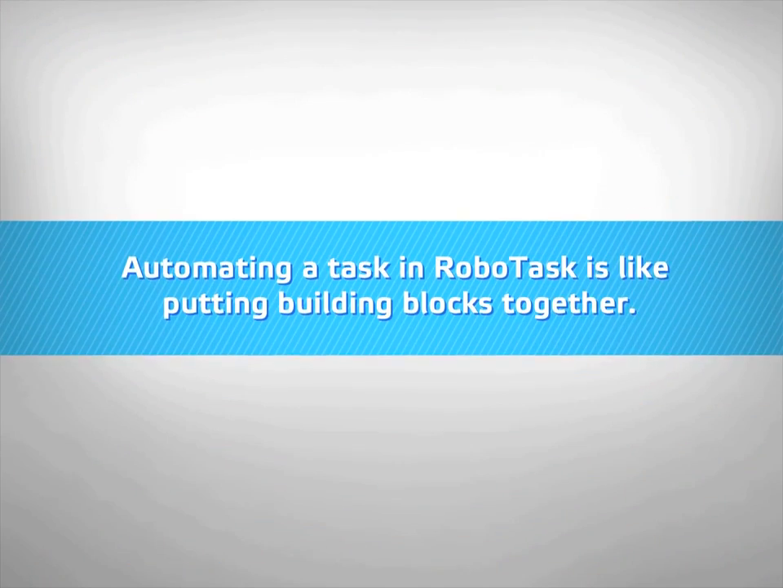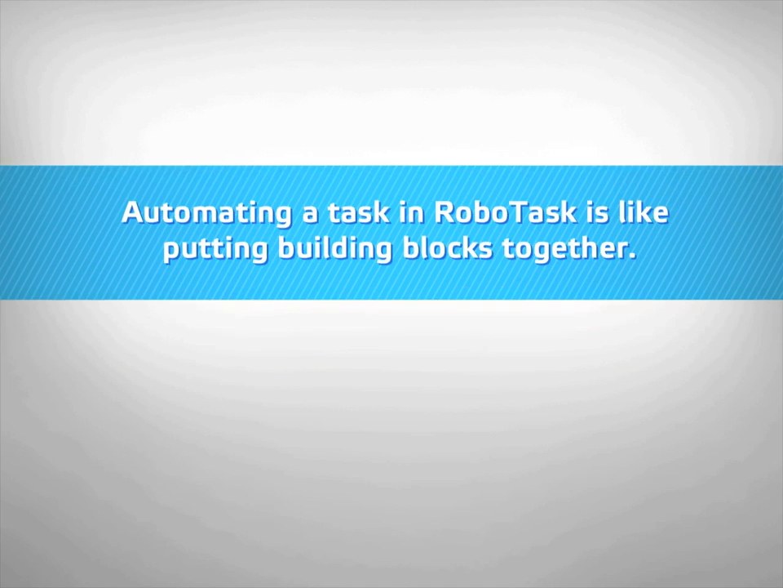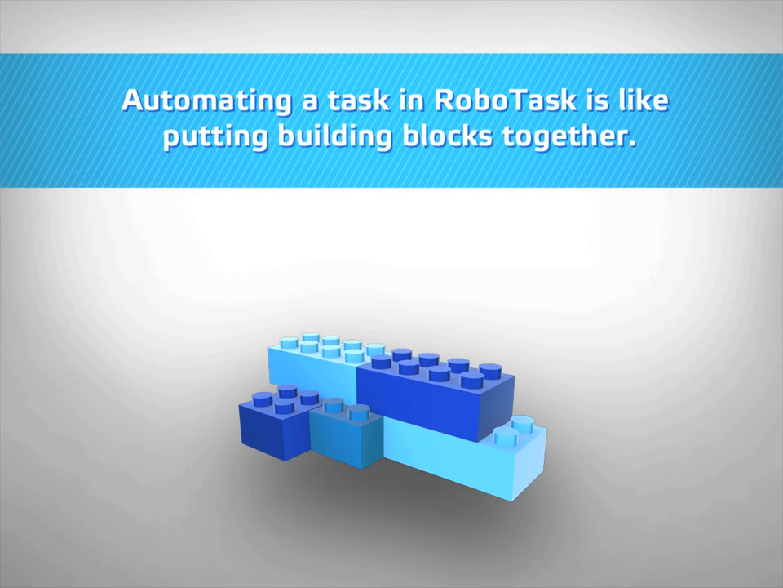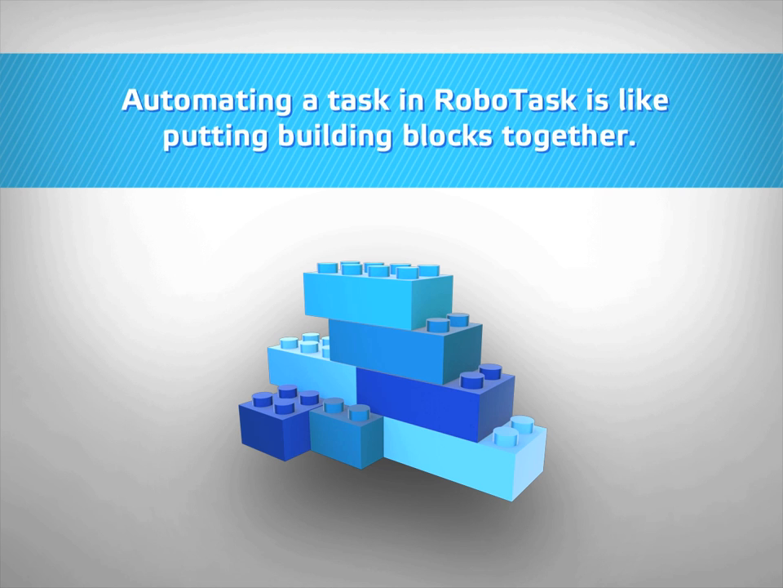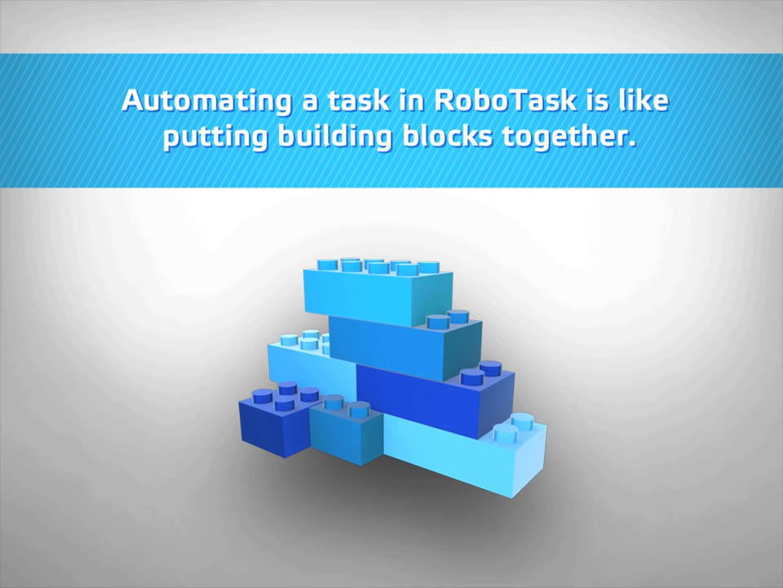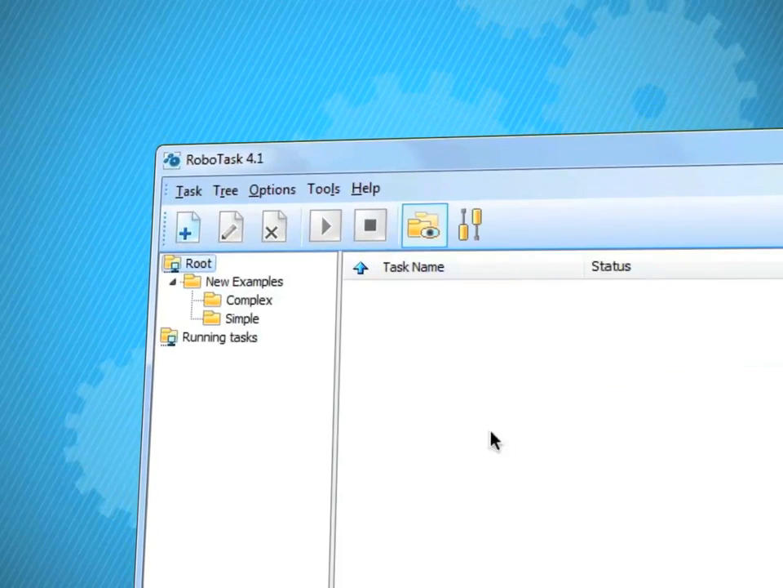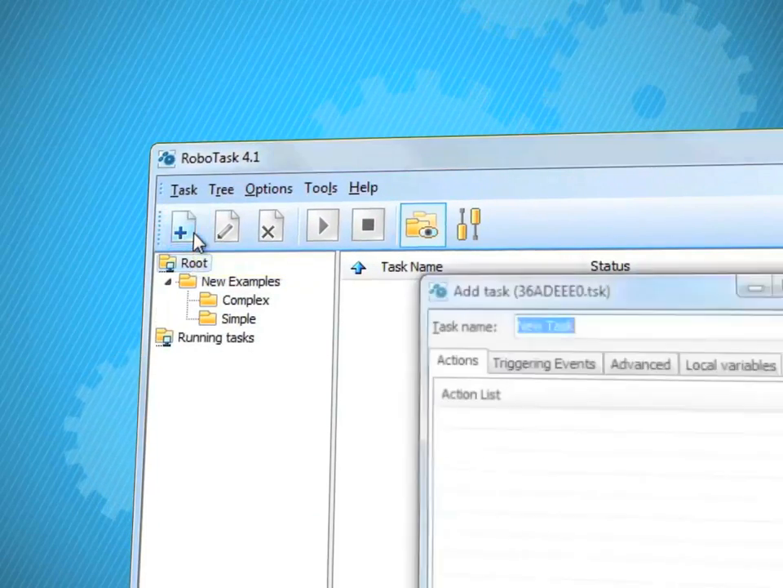Automating a task in Robotask is like putting building blocks together. You have action blocks, condition blocks, and command blocks. You don't need to have any special knowledge. All you need to do is put the sequence of actions in the right order. Let's create a new task to show just how easy this is.